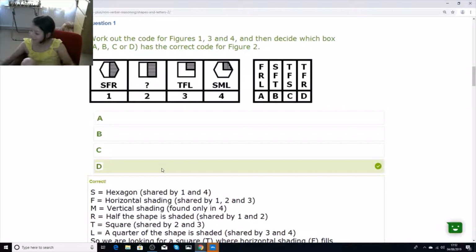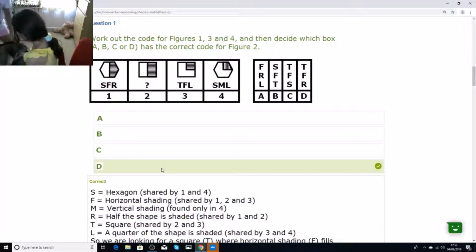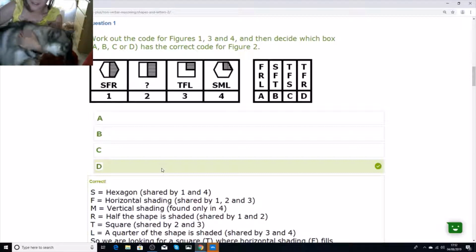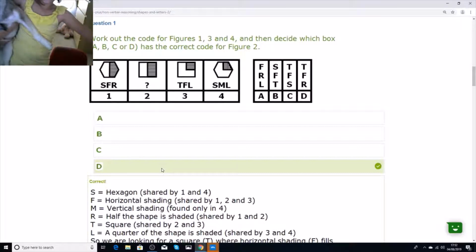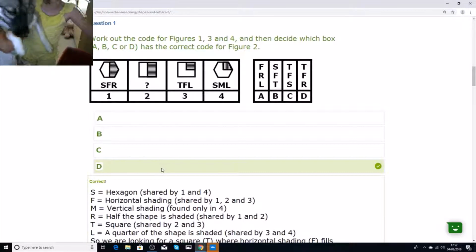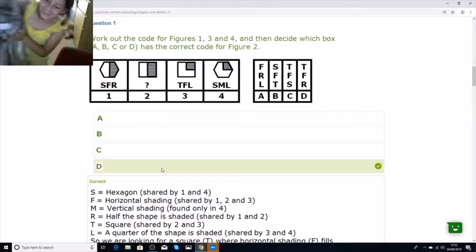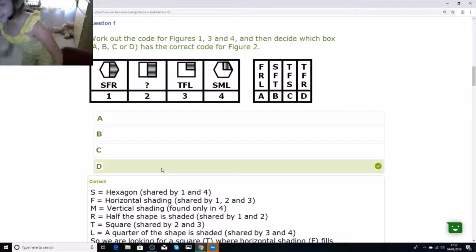Oh, my dog is here. Oh, she's really cute. Come here. Come here, Eliza. Eliza, come here. This is my dog. Isn't she cute? She has one blue eye and one brown eye. And she's called Eliza. Yeah, sorry for that quick interruption.